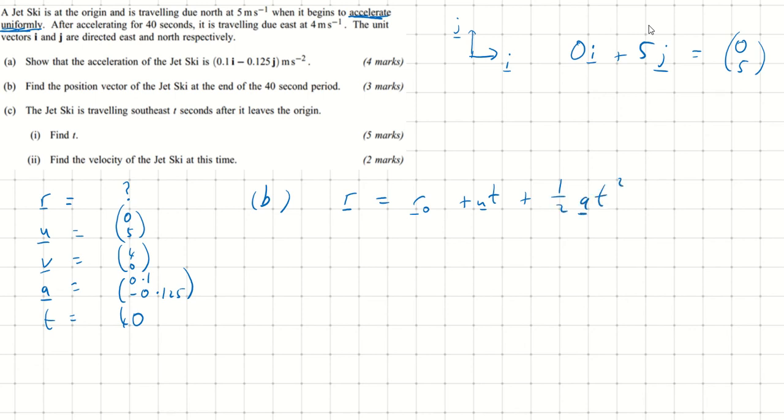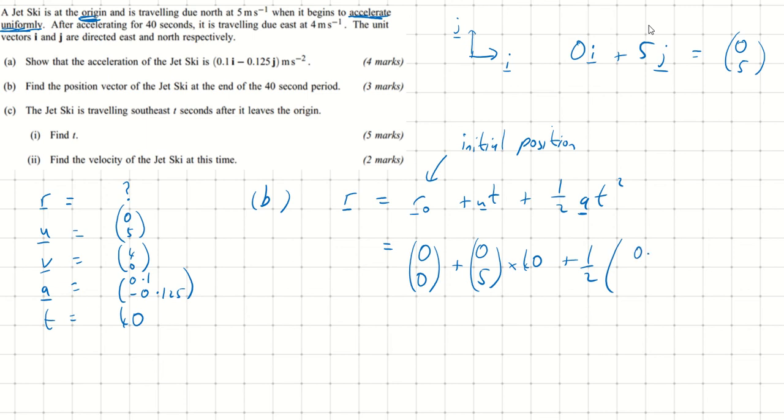This is a bit like the s equals ut plus half at squared equation, but we have this extra term here, R0, which is our initial position. It's quite useful to know this equation when we're working in 2 dimensions, because often the initial position is not 0. That said, in this question, if we go to the top, it says the jet ski is at the origin. So in this question, our R0 is just 0, 0. U is 0, 5. T is 40. And we get plus a half, A is 0.1, minus 0.125, and T is 40 squared.